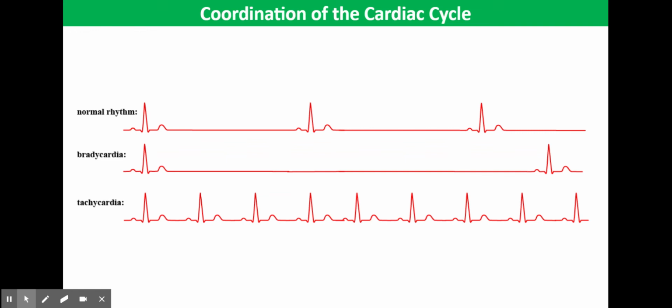Secondly, we have tachycardia. This is when the heartbeat is very rapid, over 100 beats per minute. This is often normal, for instance, when you exercise, if you have a fever, if you're frightened, or if you're angry. If it is abnormal, it may be caused by problems in the electrical control of the heart and may need to be treated by medication or by surgery.